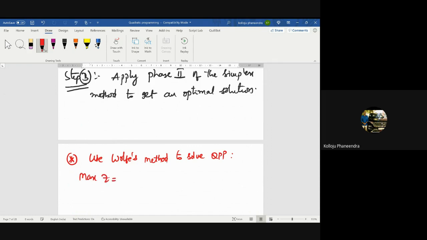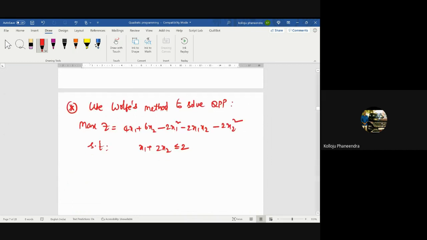Maximization of z equal to 4x1 plus 6x2 minus 2x1 square minus 2x1x2 minus 2x2 square, subject to the constraints x1 plus 2x2 less than or equal to 2, and x1, x2 greater than or equal to 0. Solution. Just give me 2 minutes time.